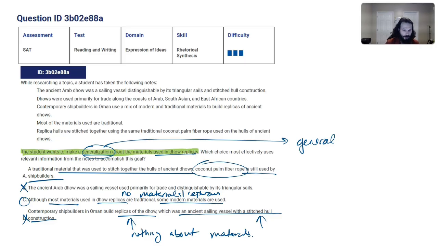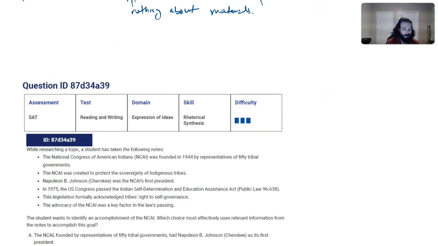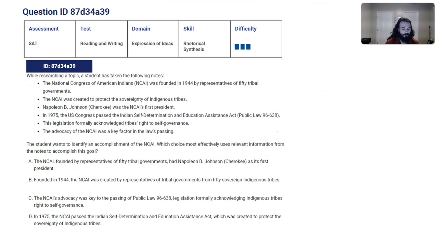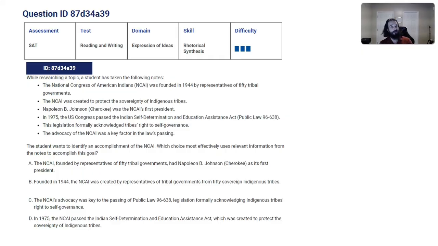Let's take a look at one other one here where you'll see the importance of making sure we check all of the answers and also the importance of having to check back the notes. So again, let's start with our general strategy here of just going directly to the question. The student wants to identify an accomplishment of the NCAI. To this point, because we haven't read the notes, we don't even know what the NCAI is, but we could probably narrow it down by just seeing if any of the answers tell us about something that this NCAI, whatever it is, has accomplished.